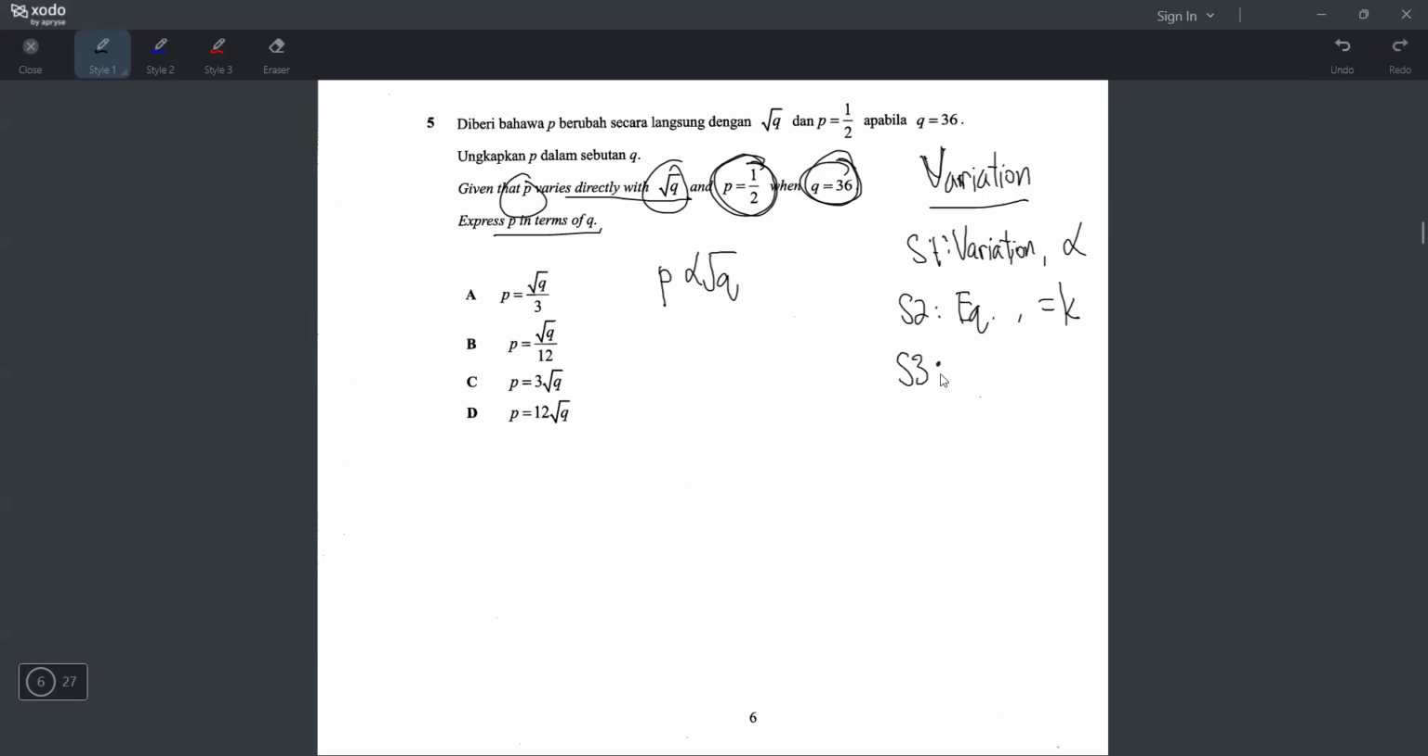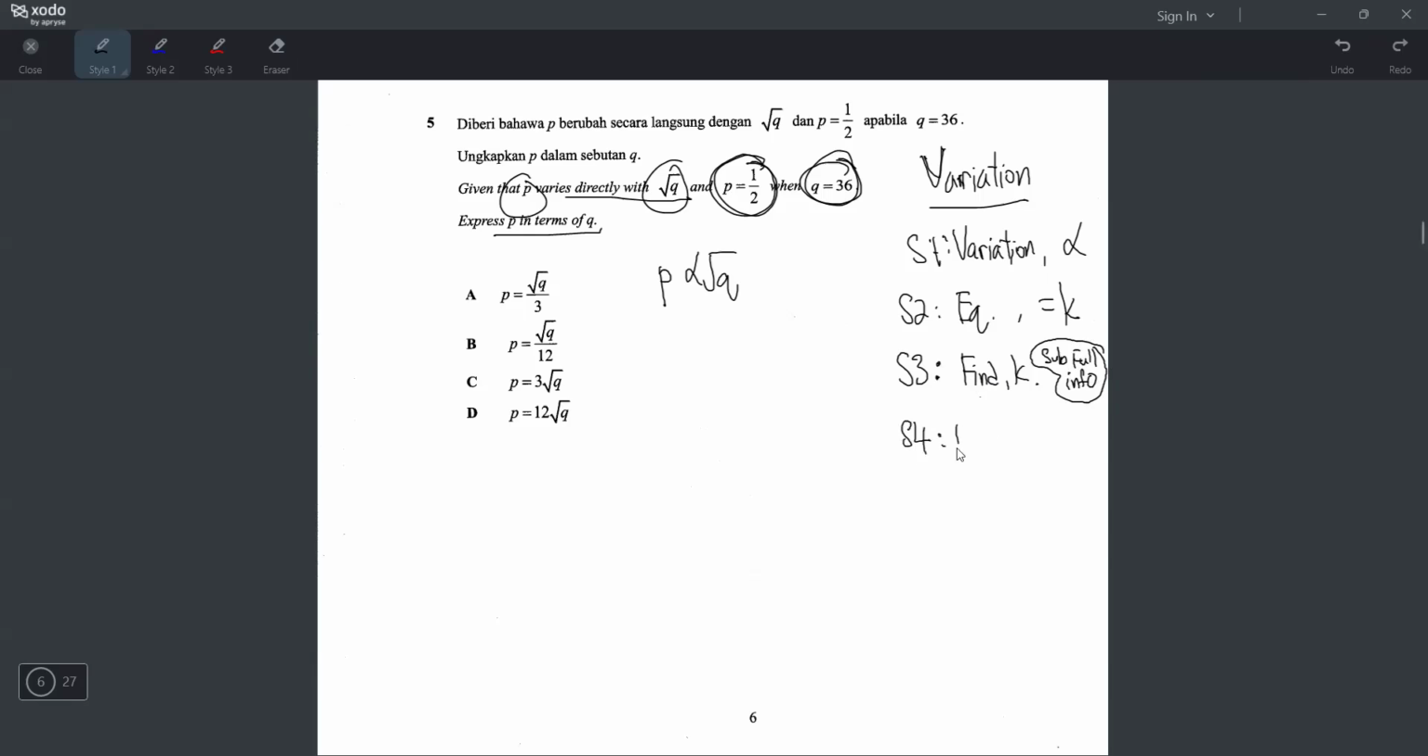Okay, step 3. What is step 3? Step 3 is to find K. But how do you do that? You have to sub full information. What is the meaning of sub full information? It means they will give you full information and you just sub everything inside to find K. The keyword here is it has to be full. It has to be complete. If it's not complete, then you cannot find the K.